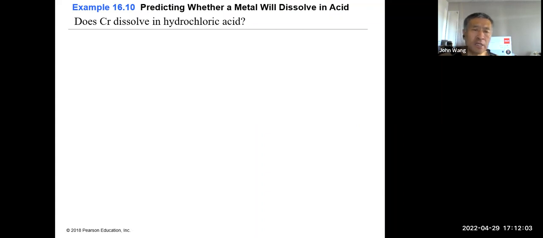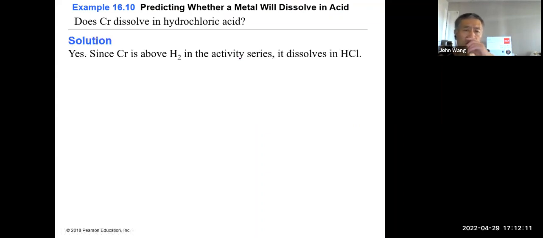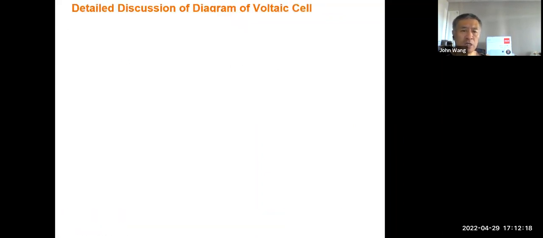And then this question is about whether Cr, which is chromium, dissolves in hydrochloric acid. To answer the question, we ask: is chromium on top of H2? If it is, it will dissolve. Otherwise, it will not.